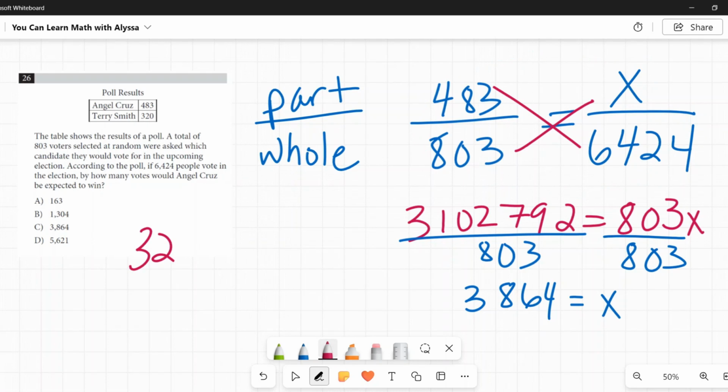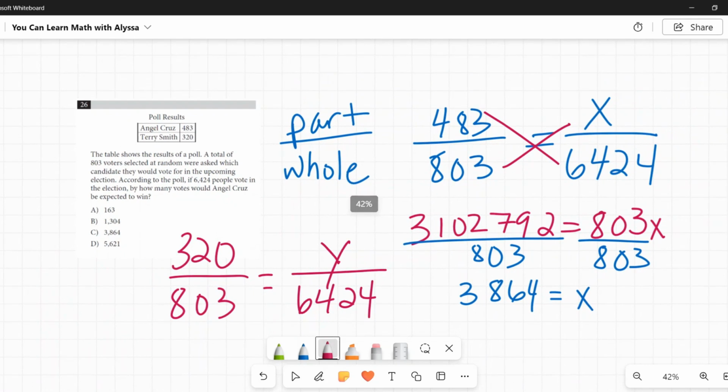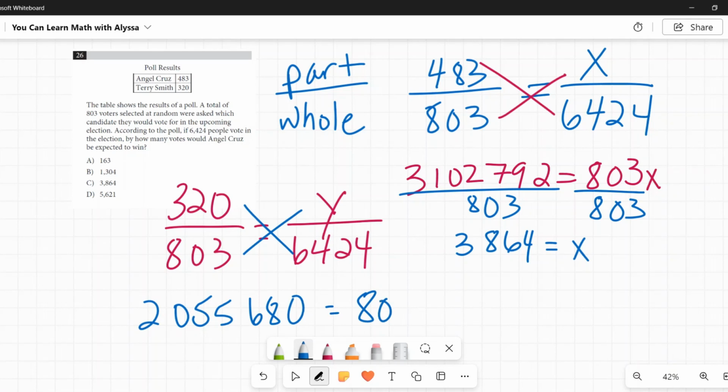So his votes, 320 out of 803 voters in this poll. And the prediction is he's going to get, let's call it y, y votes out of 6,424 on the day. Then we do the exact same thing we just did. We cross multiply: 320 times 6,424 gives me 2,055,680. And the other way, multiplying is 803y.